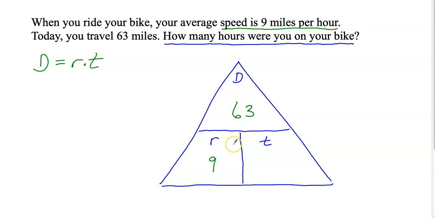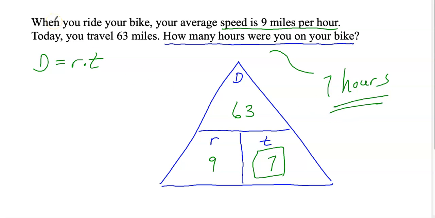So what do I need to do here? I'll take the distance divided by the rate to get the time. When it's written like this, remember, you divide. And 63 divided by 9 is 7. So how many hours were you on your bike? 7 hours.